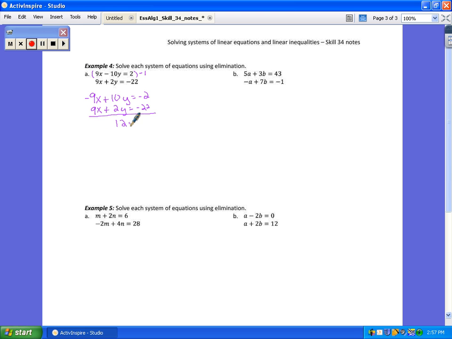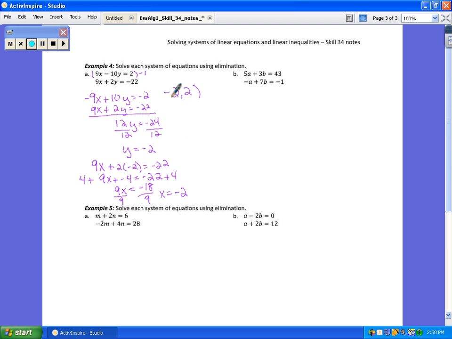And I get 12y equals a negative 24. Divide both sides by 12. y equals negative 2. And again, I can choose either equation to put that back into. And I'm going to choose the bottom one. So 9x plus 2 times negative 2 equals negative 22. 9x plus a negative 4 equals negative 22. So I'm going to add a 4 to both sides. And I get 9x equals negative 18. If I divide both sides by 9, I get x equals negative 2.